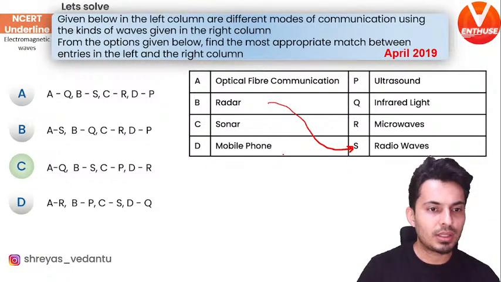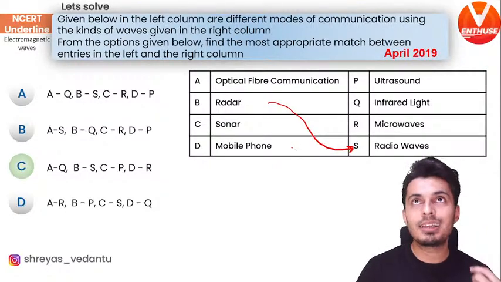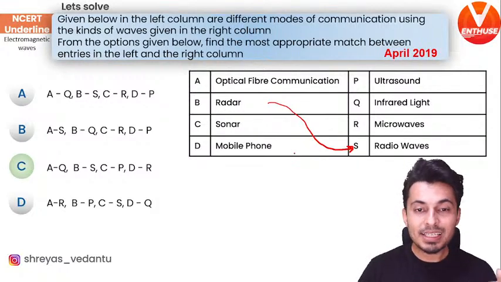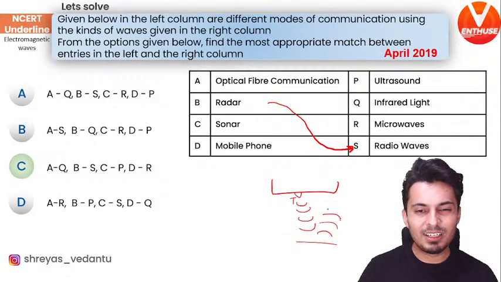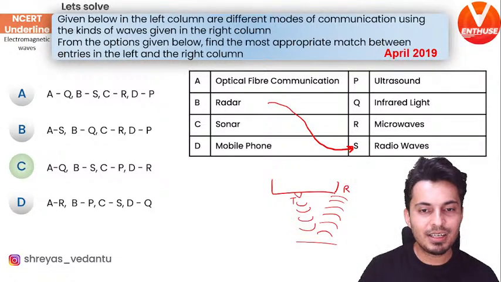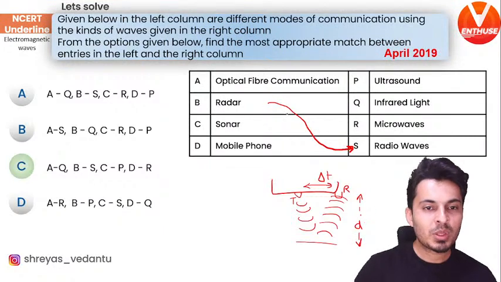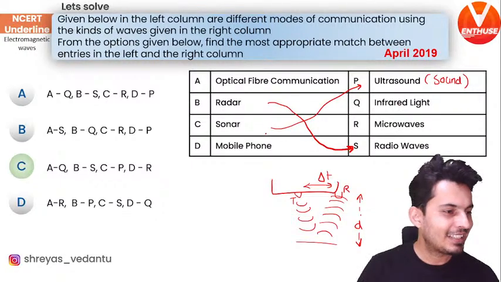I hope this is clear. Then you have sonar. Sonar you would have heard in its application in ships. Basically, in the ship at the bottom there is a transmitter. It transmits high frequency sound waves and it gets reflected. You would have learned this back in science books in 8th or 9th standard, and there is a receiver. Based on the time difference, you can find out the depth of the ocean floor. So sonar is based on high frequency sound. This is sound, by the way. Ultrasound is sound, it's not light.